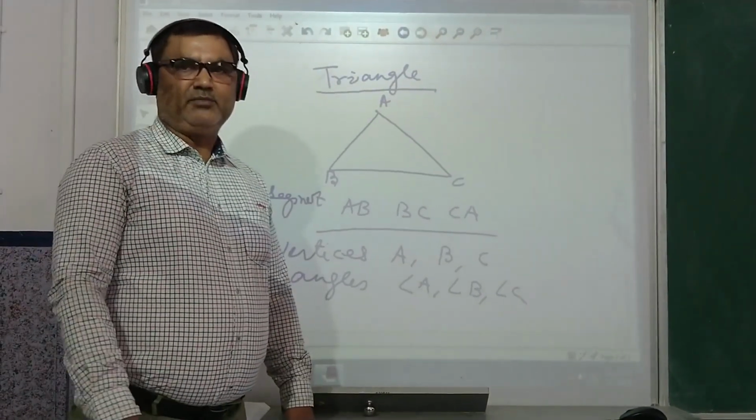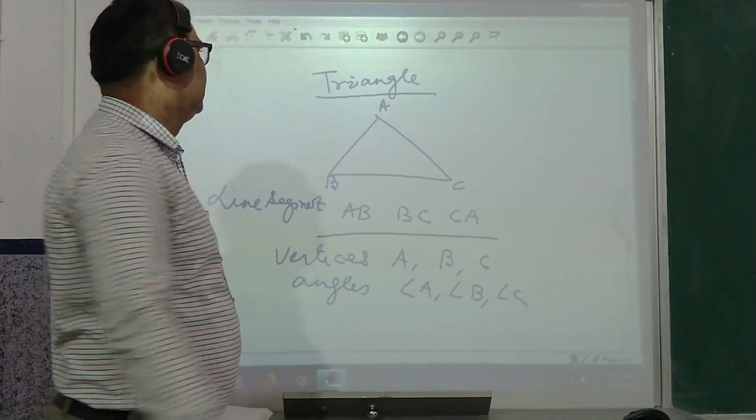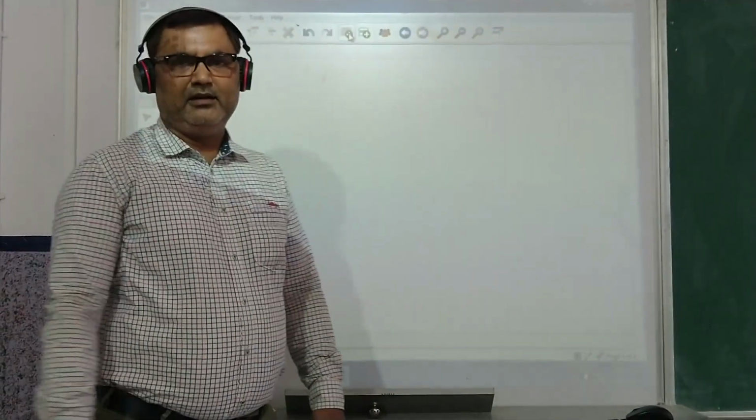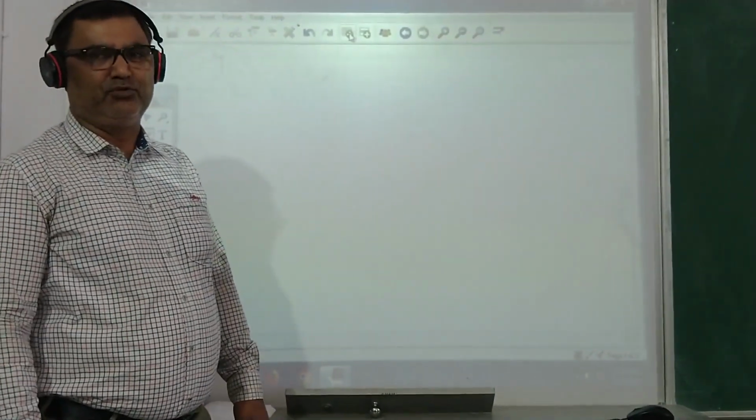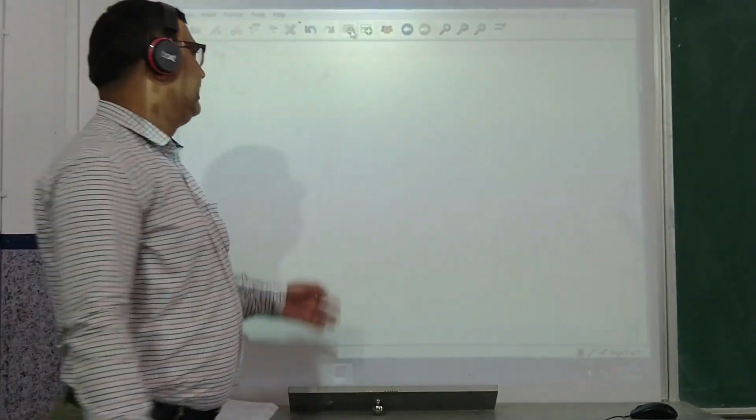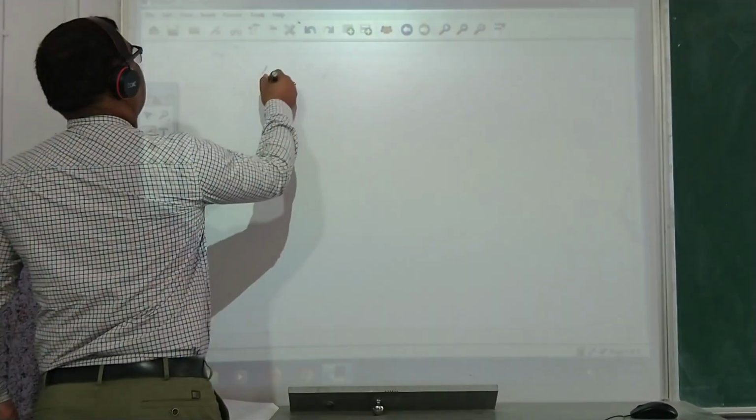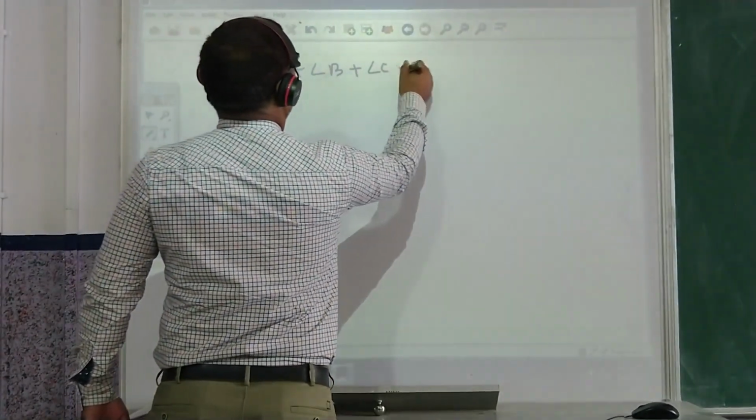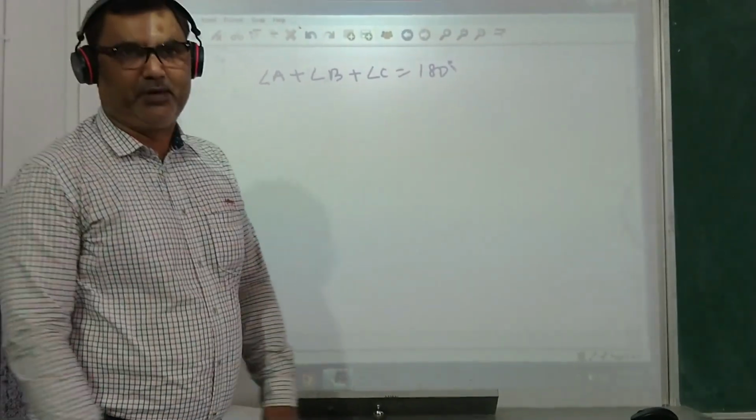My dear, some theorems are there which you already know. The first one is, in a triangle, the sum of all the three angles equals 180 degrees. I don't think it needs to be proved. It means angle A plus B plus C is equal to 180 degrees. Angle sum property.